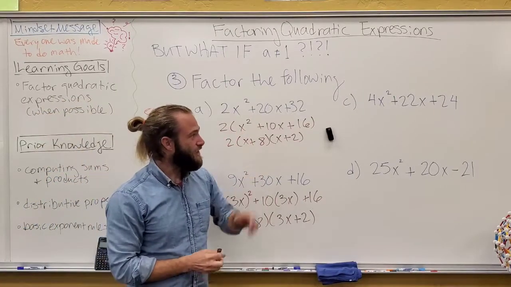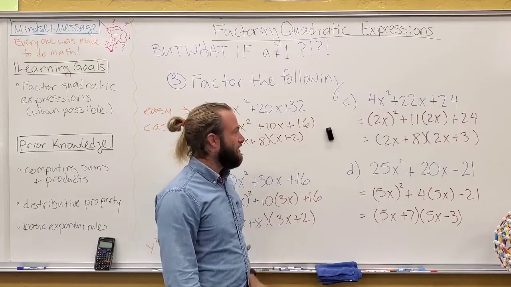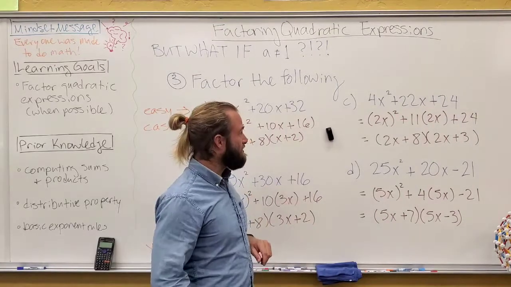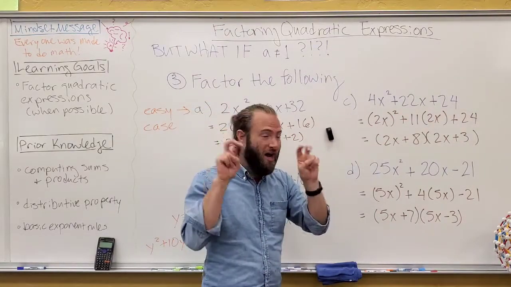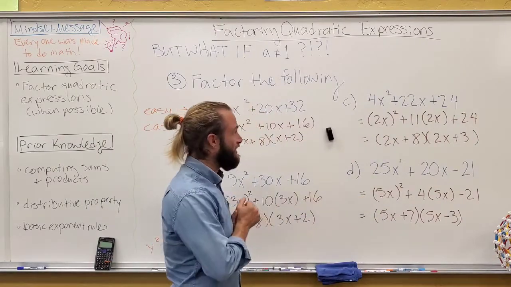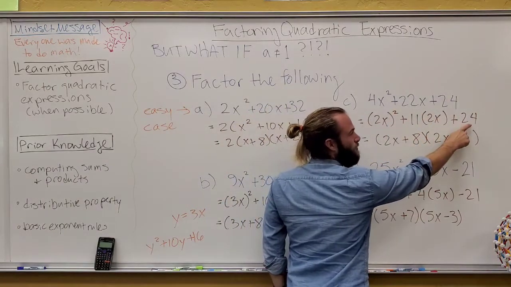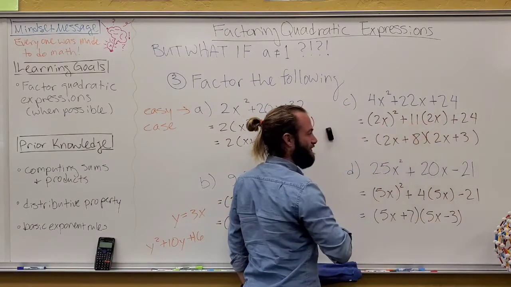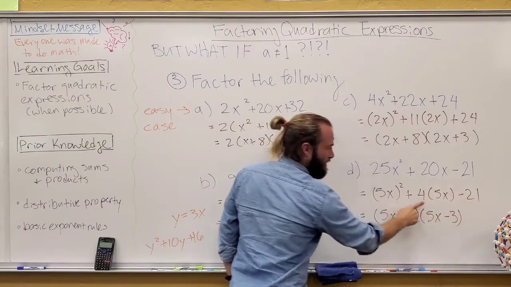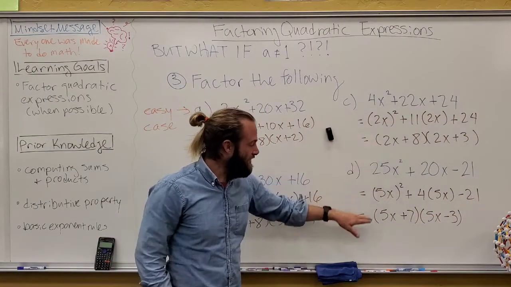Go ahead and pause right now and finish those two off yourself. All right, let's go ahead and check these. So in this case, our y is 2x. In this case, our y is 5x, right? But we've turned it into something where we can ask, oh, what multiplies to 24 and adds to 11? What multiplies to negative 21 and adds to 4? So go ahead and check your factorizations of that.